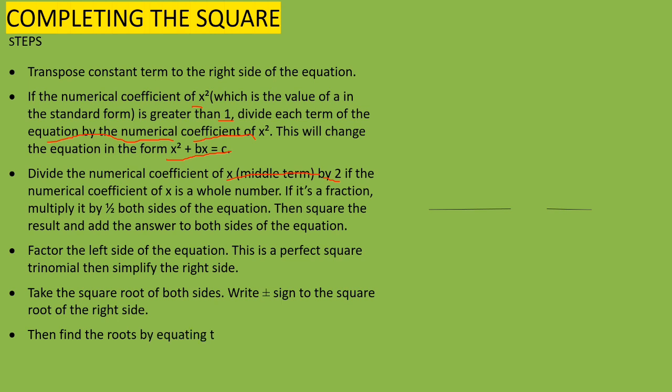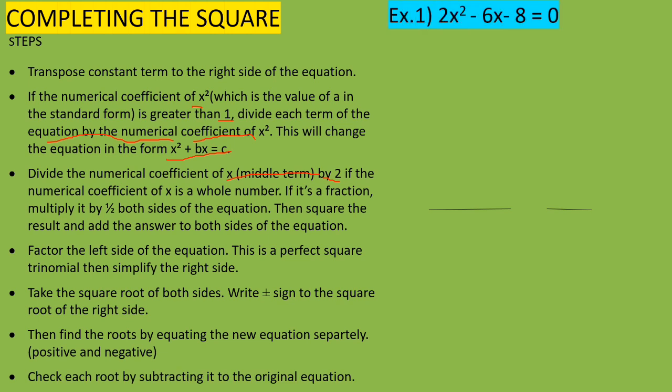take the square root of both sides, meaning to say, lagyan natin ng square root ng both sides, left and right. Plus minus sign to the square root of the right side, meaning to say, yung constant. So, before the square root sign, mayroon dapat tayong sign na plus minus. Then, find the roots by equating the new equation separately. Positive and negative or plus minus. You can check each root by substituting it to the original equation.